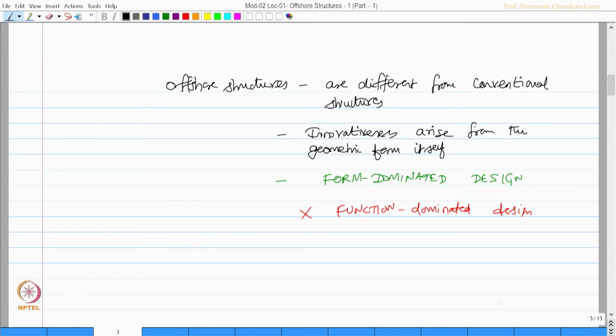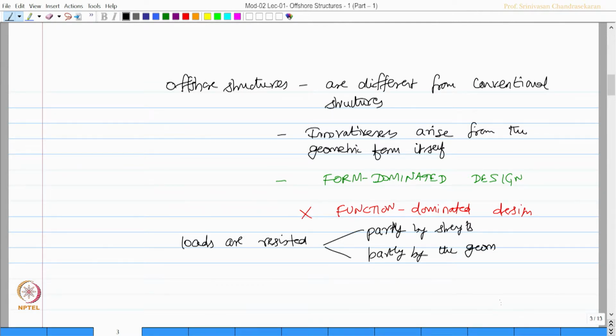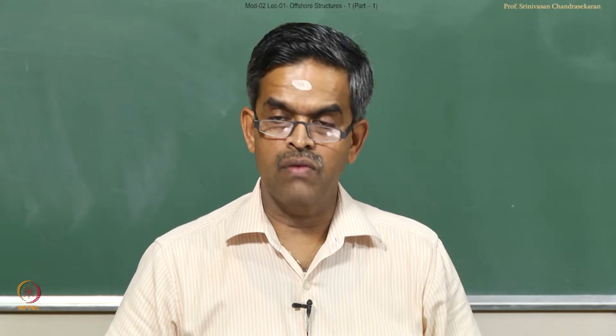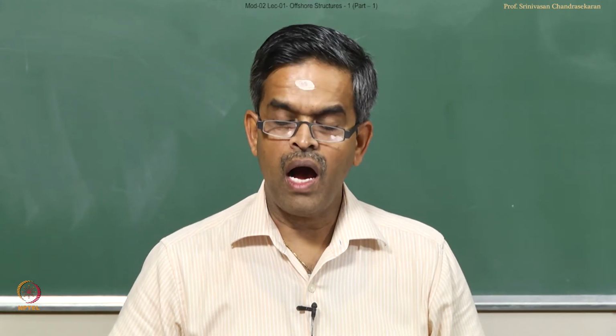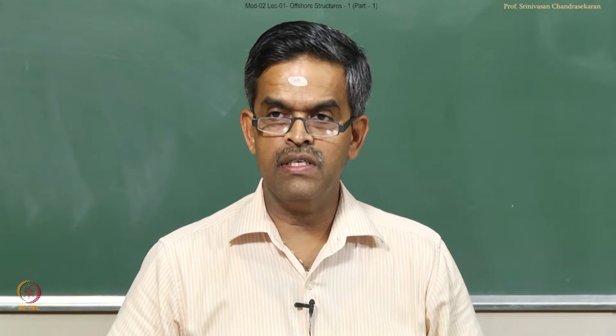Essentially, loads are resisted partly by strength, partly by the geometric form itself. That is very interesting. So, this particular character makes offshore structures different from the other conventional structures. So, we need to understand how a form dominance essentially resists the loads.